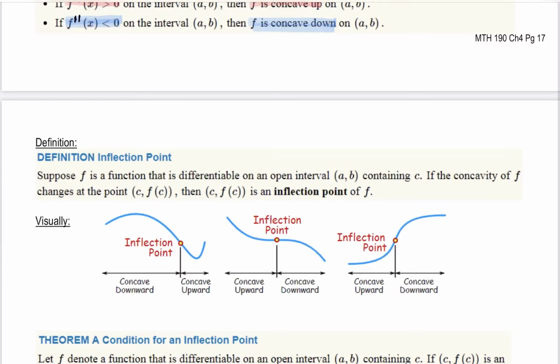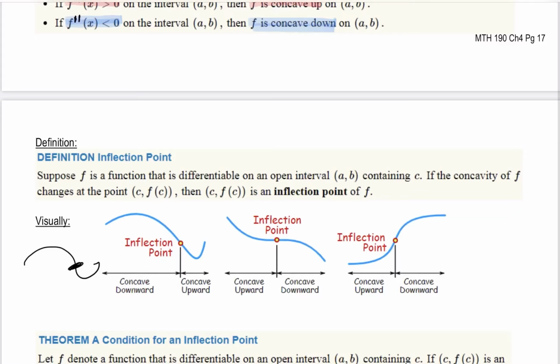And so sometimes they might be more obvious, like maybe this first graph that I have here. If we think about this first graph, it's starting concave down, and then somewhere right about there, it changes to concave up. So yes, there's very clearly an inflection point there. But then you get into the last two and they're a little more subtle.